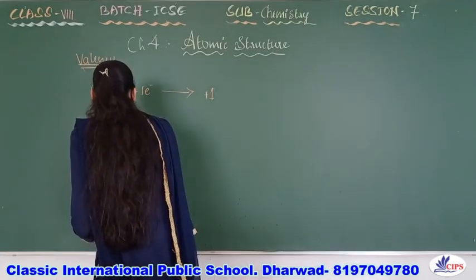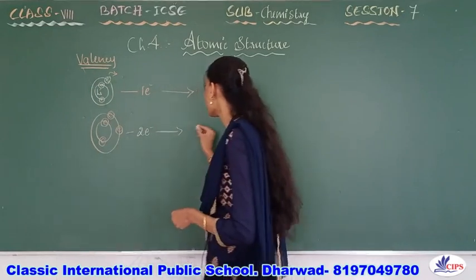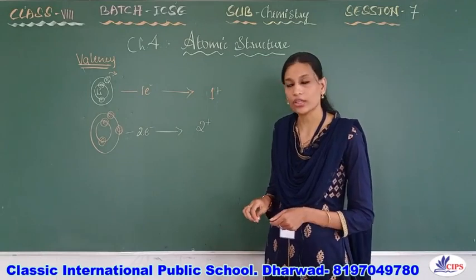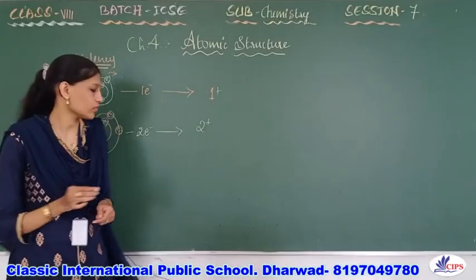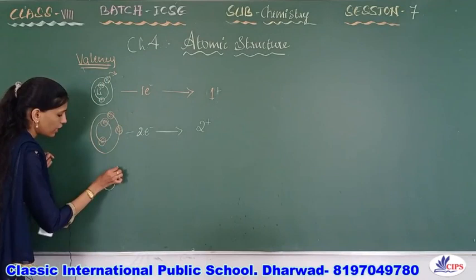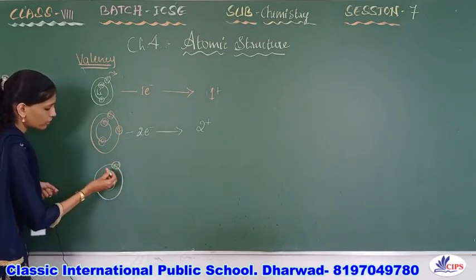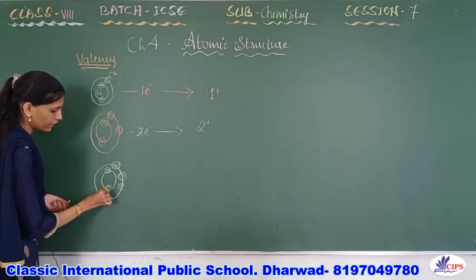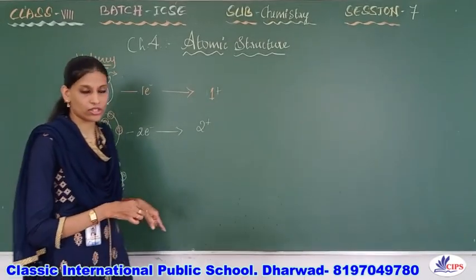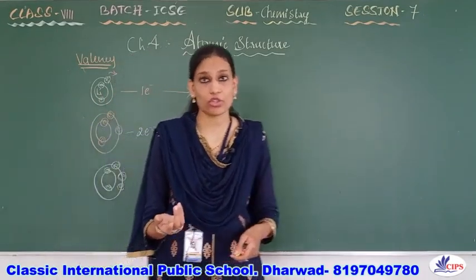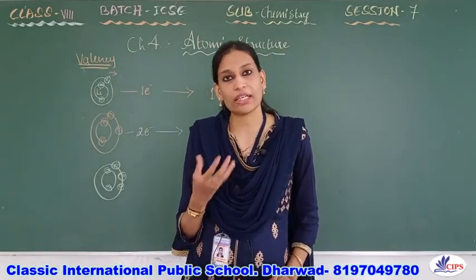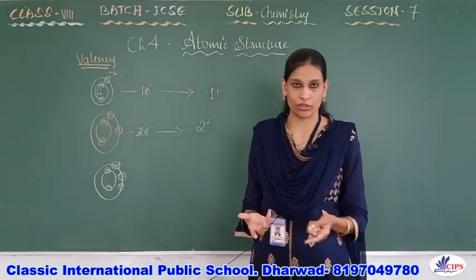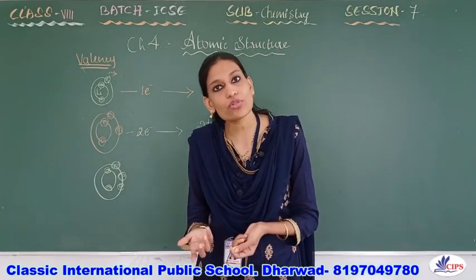So when 2 electrons are lost, there comes a charge on it, that is 2 plus. Similarly, if an atom has 3 valence electrons, 1, 2, 3. How many K shell electrons are filled here? 2. So how many electrons are there here? 3. How many more electrons does the atom need? 5 more electrons. So it is better for an atom to gain those 5 electrons or to lose these 3 electrons? It is better for that atom to lose those 3 electrons.